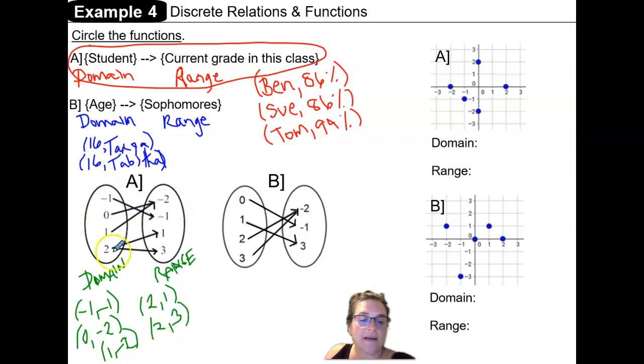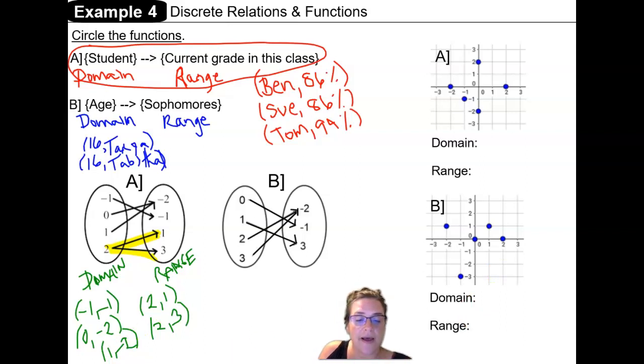Now, if we want to decide if this mapping diagram is showing a relation or a function, we want all of our x's to have mapping to their one and only true y. So the problem here is going to come with 2, because this one x of 2 is mapping to a y value of 1 and a y value of 3. And that means this is a relation but not a function, right? Because it's got one x with two different y's.